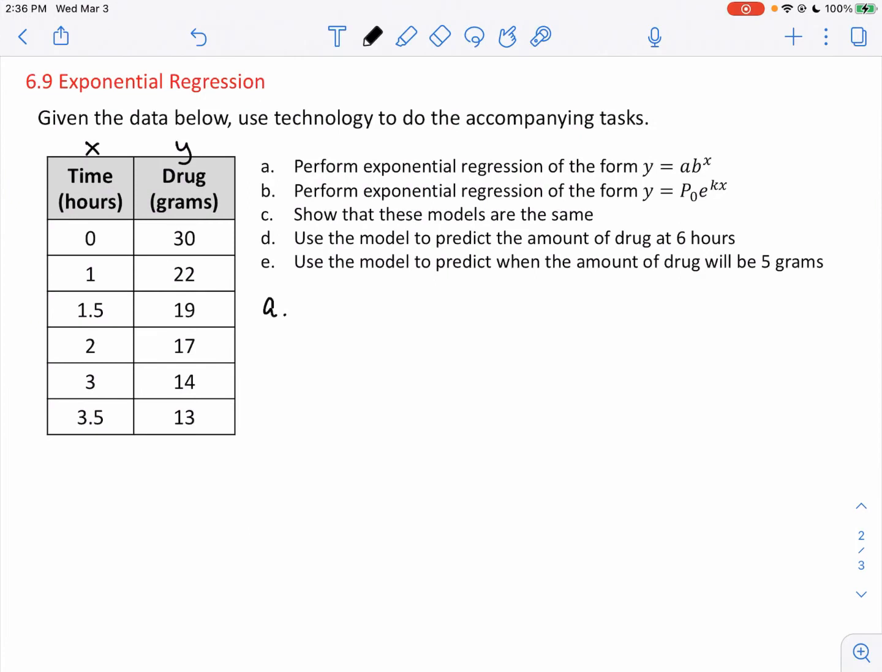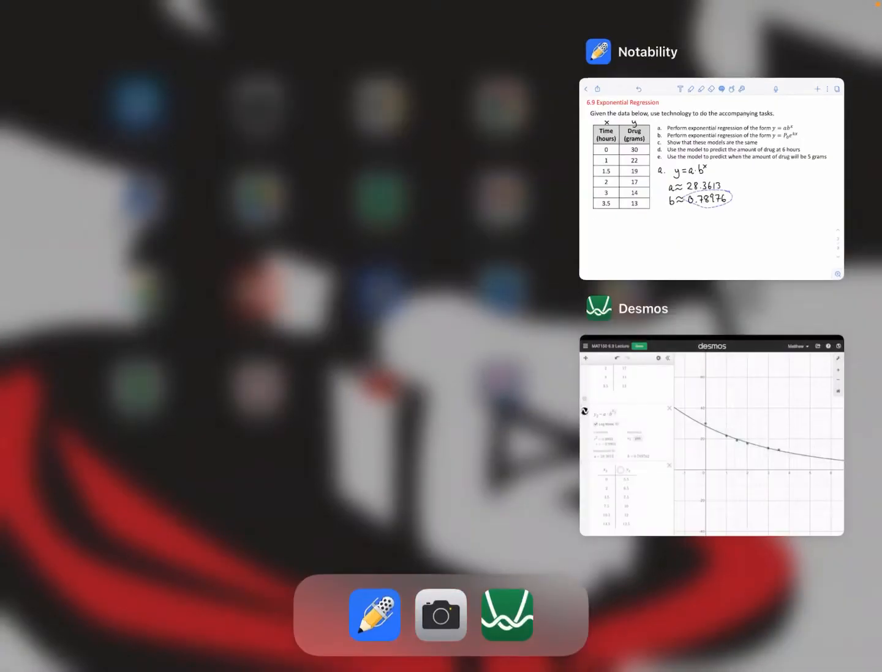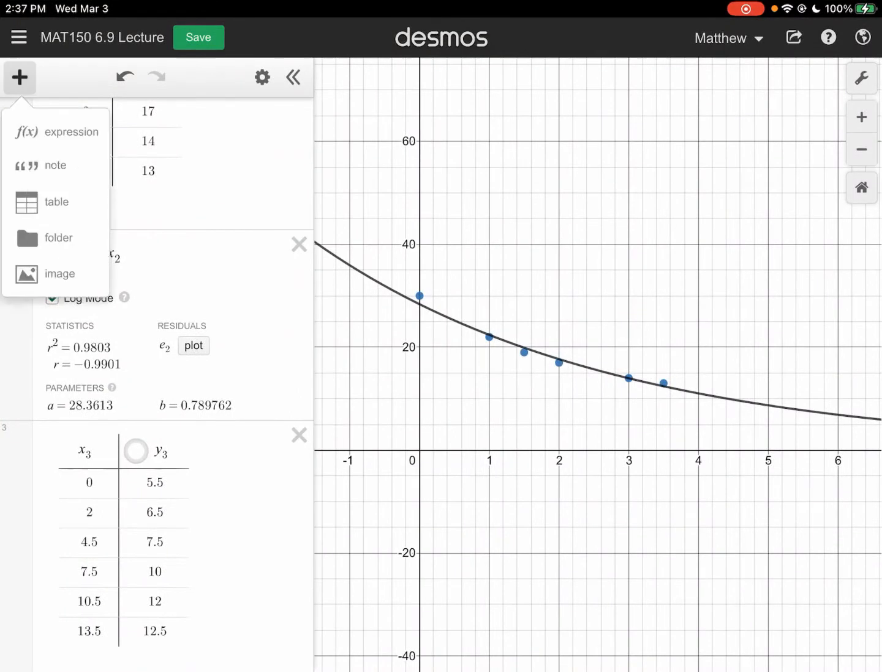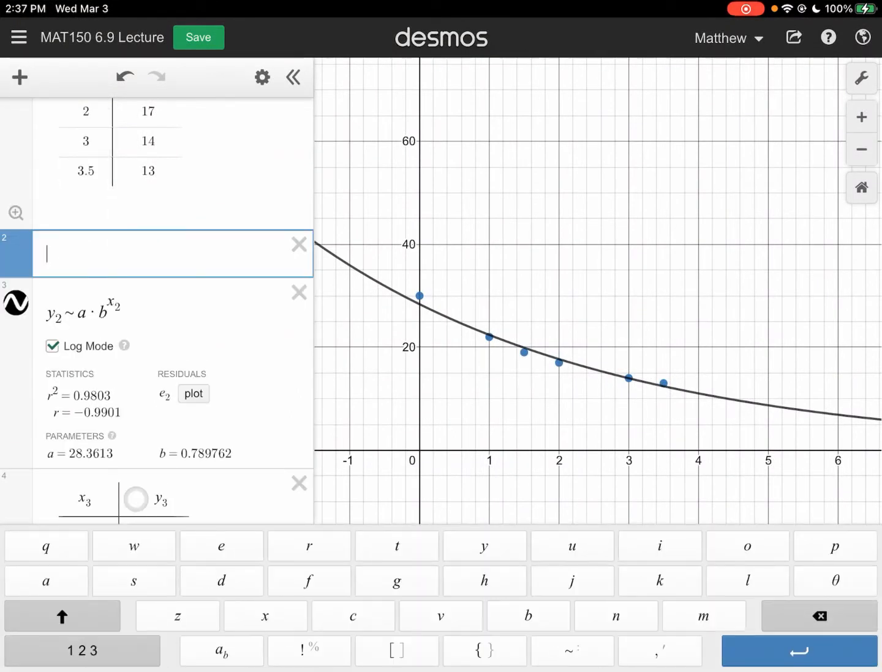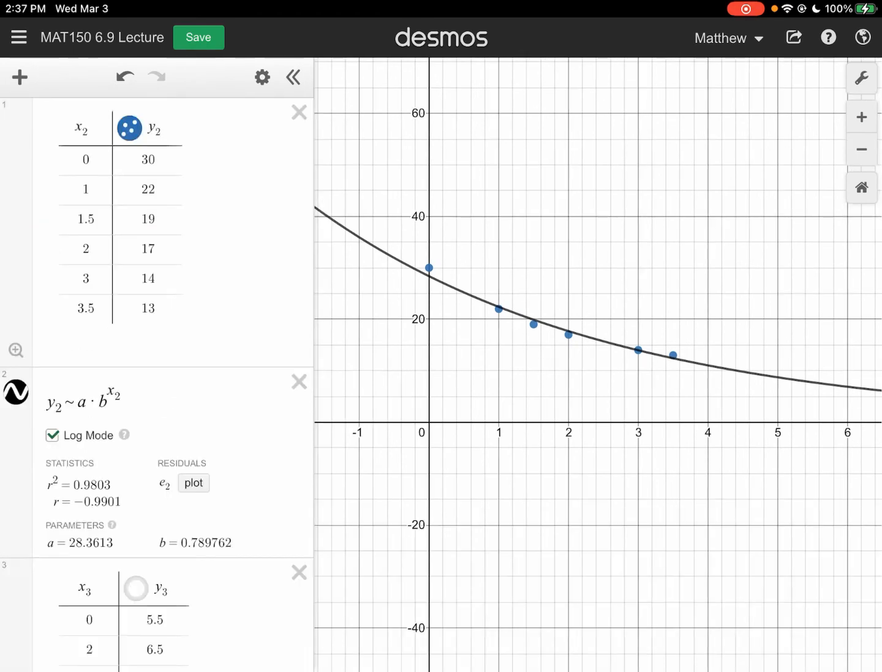So for part A here, we did y equals A times B to the x, where A is approximately 28.3613, and B is 0.78976. Make sure when you're doing this online that you enter the correct number of digits that it wants you to round to. And if it wants you to round to more digits than you can see here, then just put another line of expression here and just put the letter B, and you'll see B but with more digits. The fact that B is less than 1 is the reason why it's a decaying exponential.